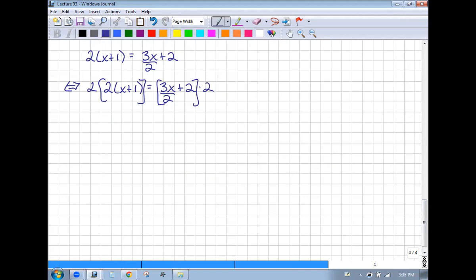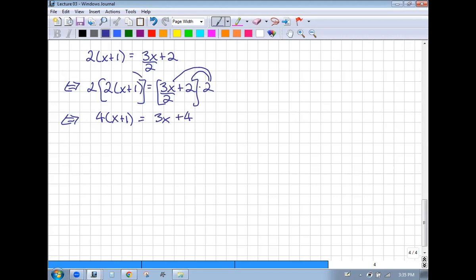Right, because I don't like halves. If I do that, I end up with 2 times 2 is 4. And over here, I have 2 times 3 halves, which is just 3. And then 2 times 2 is 4. So I might do that first just to get rid of the fractions, multiply both sides by the number 2.